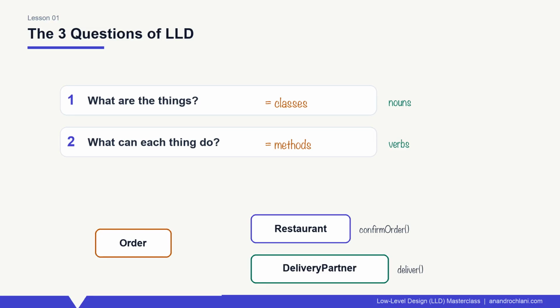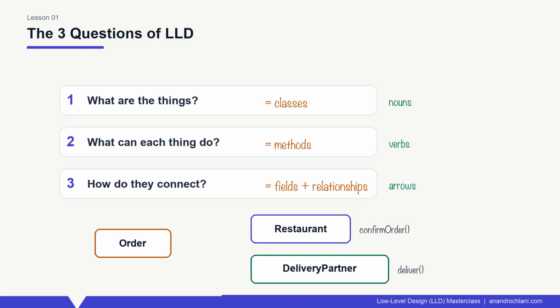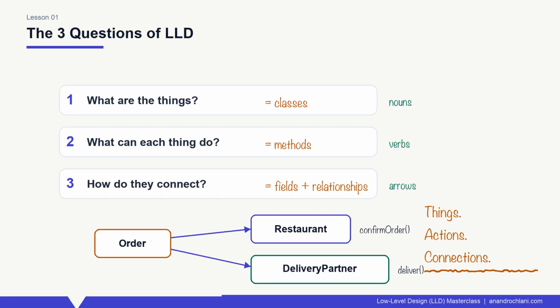Third, what information does each thing remember? And how do the things connect? Stored information is a field. A connection is a relationship. An order can keep a reference to one restaurant and one delivery partner. Things, actions, connections. If you can answer those three questions, you have started doing LLD.